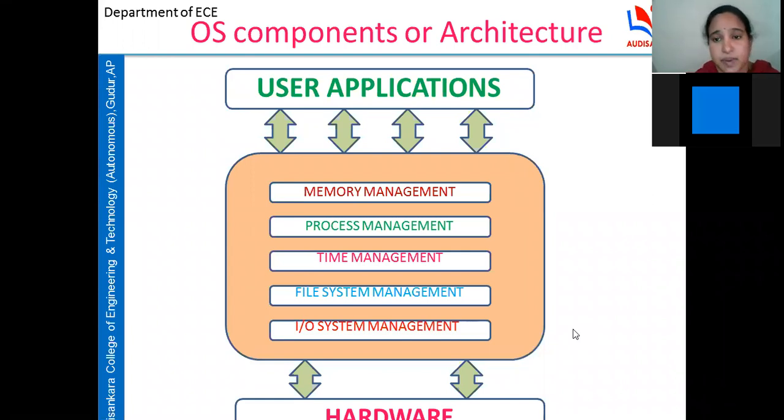Some of the functionalities and services provided by the kernel of the operating system are memory management, process management, time management, file system management, and IO system management, or device management, also called input output device management. We are going to discuss each service provided by the operating system in detail in the coming classes.